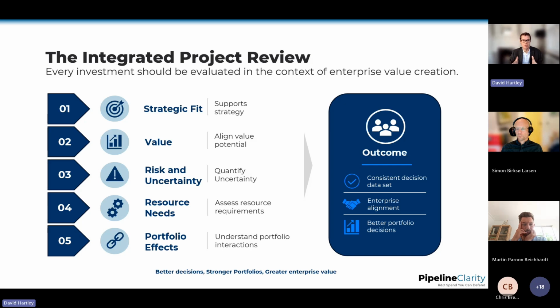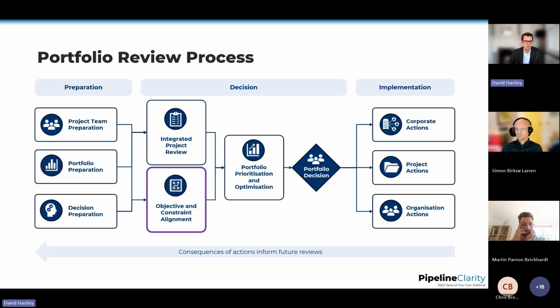The outcome of all of this process is really to ensure that we've got a consistent decision data set and that we have enterprise alignment across all of the assumptions and opportunities that these projects bring. And so once we've got that clarity, once we've got that consistent decision data set and that enterprise alignment, we're really in a place to make better portfolio level decisions overall. So that's about the integrated project review.